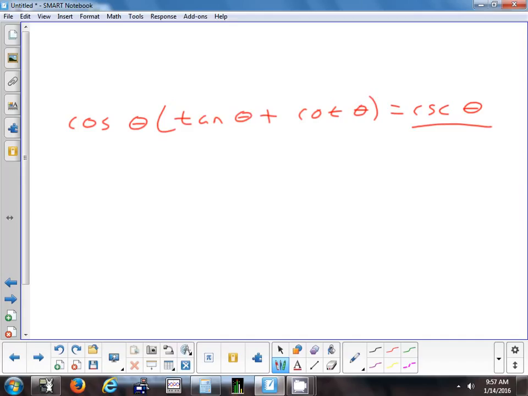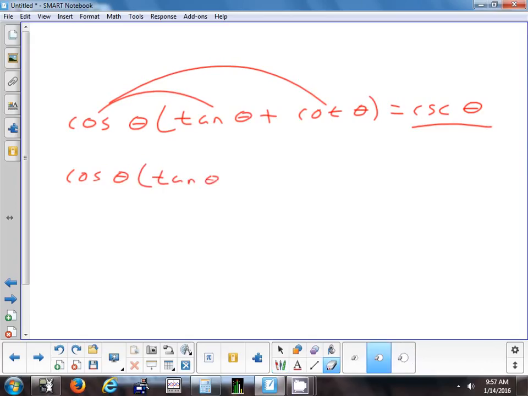All right, first thing I'm going to do on the left-hand side is distribute out cosine. Okay, so we have cosine times tangent. Whoops, let's get rid of our parenthesis. So cosine times tangent plus cosine times cotangent. All right, and now just leave that right-hand side the same. Okay, we're just going to keep working with the left-hand side until it finally turns into the right.